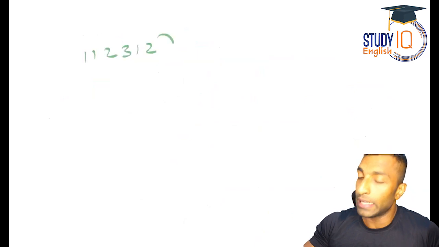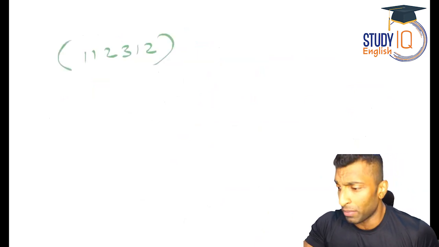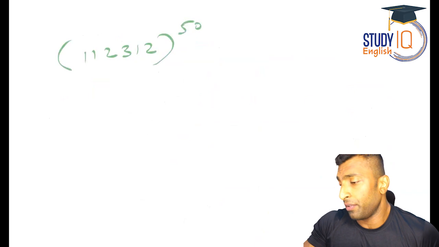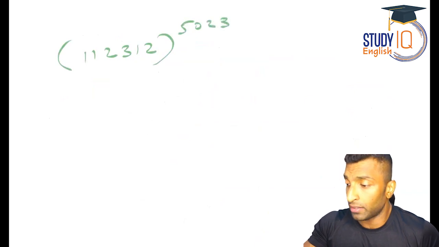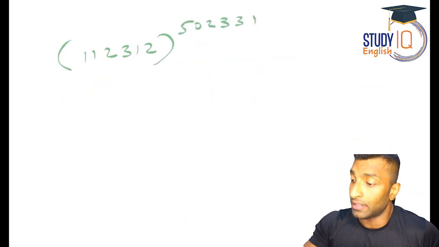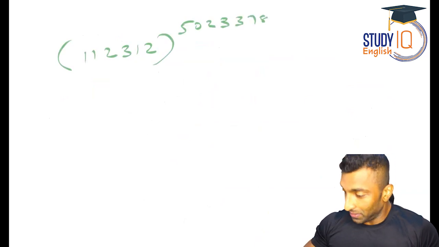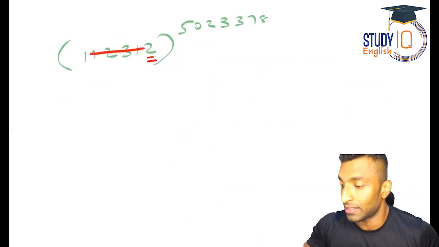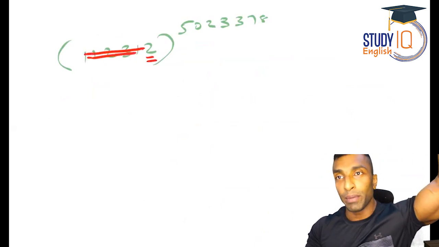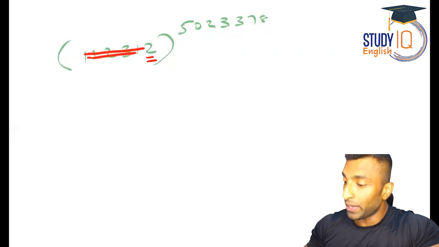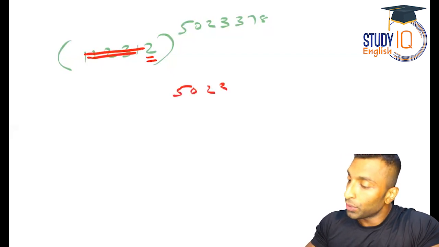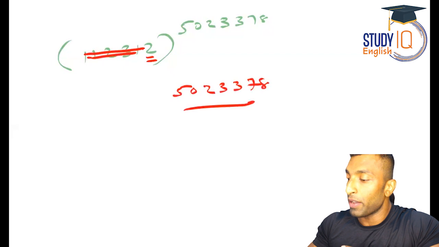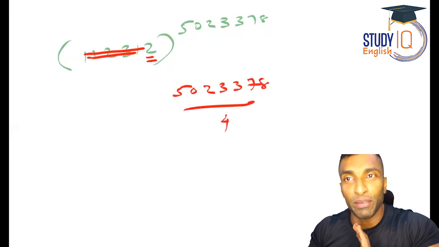Let's say 112312 raised to any random number, 5,200,3,378. Okay, so let's talk about this. So guys, number ending in 2. That's what all I'm looking for. I don't consider this. So it's like 2 raised to this big number, last digit. What I need to do, I need to take the power. 5,023,378, divide by 4.